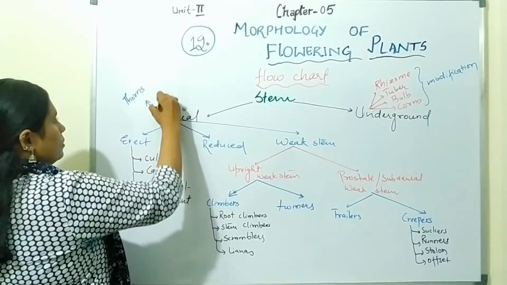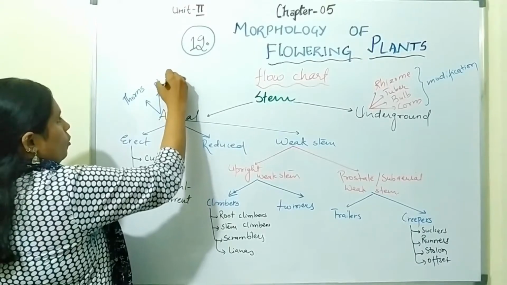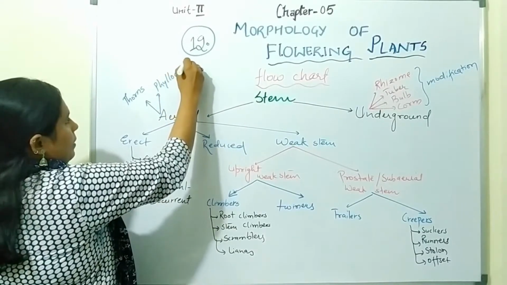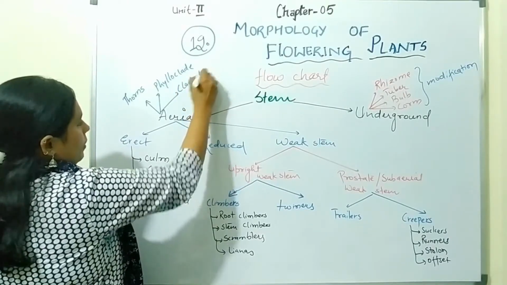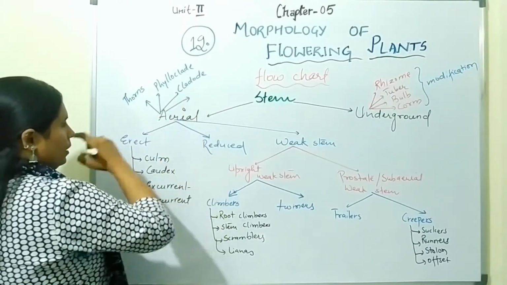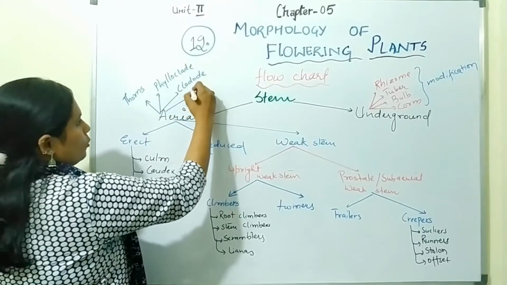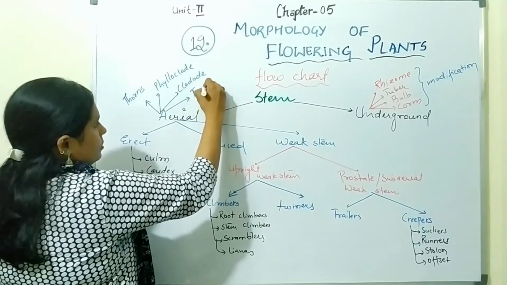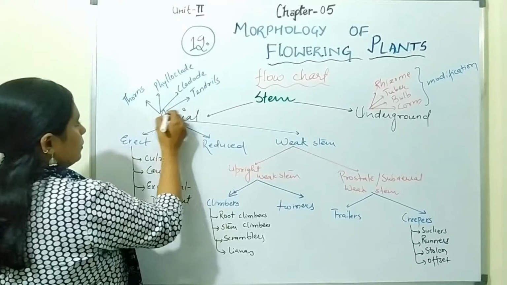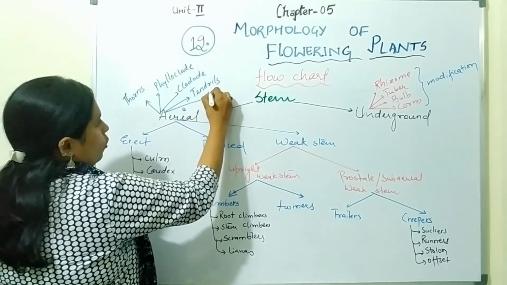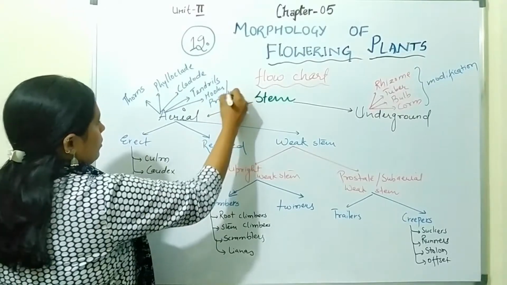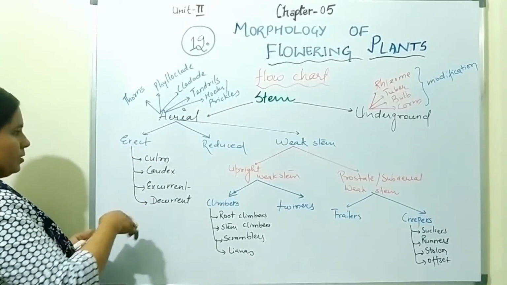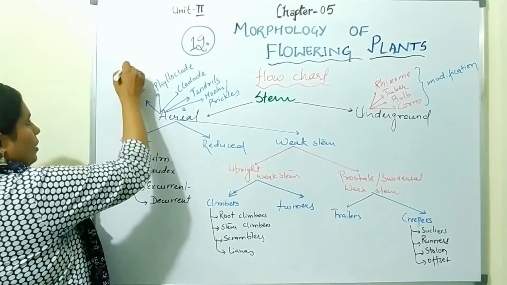Then we had a discussion about the modification of aerial stem, where we had discussed about thorns, phylloclade, cladodes, tendrils and hooks, prickles. These are the aerial stem modifications.